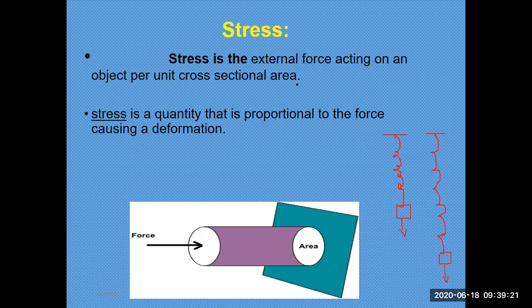Stress is the external force acting on an object per unit cross-sectional area. Stress is a quantity that is proportional to the force causing the deformation. More is the stress, more will be the deformation, more will be the increase in length, more will be the force. So you apply a force with the help of this object on any other object. The more you apply the force, the more deformation will be produced on the other surface.